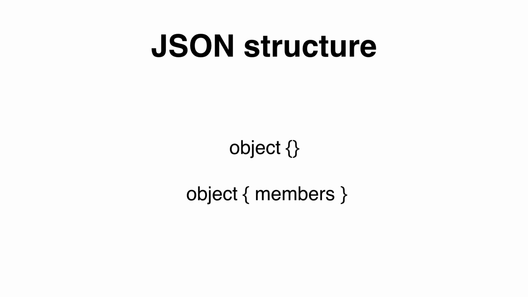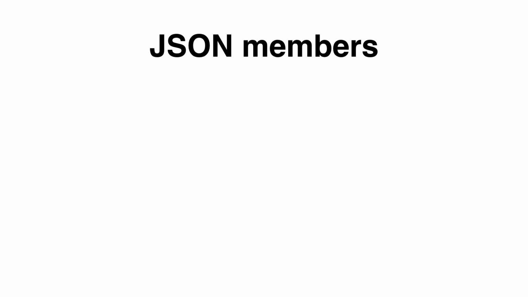To start off, I would like to explain to you what the JSON structure looks like. JSON is presented by an object. This object begins with a left brace and ends with a right brace. The JSON object contains members. These members can be one of the following: a value, an element, a pair, or an array.